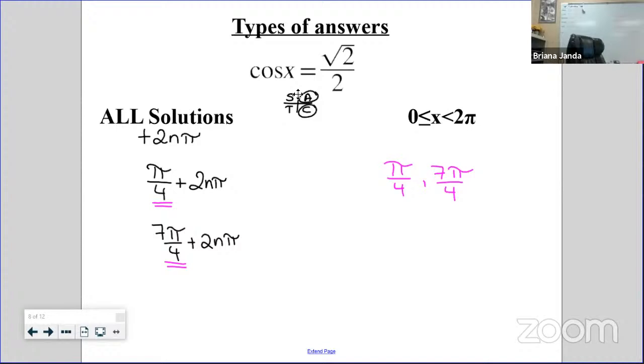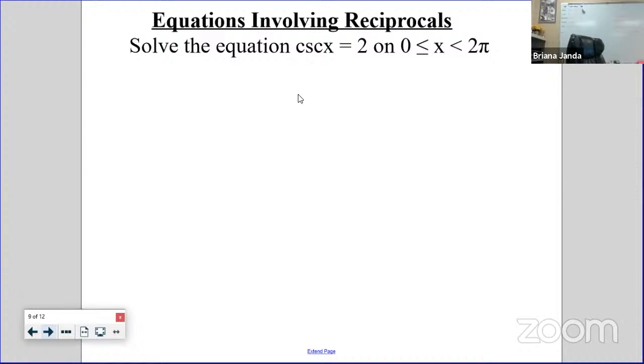Anyone still need this page? Okay, so let's try some that are on the interval from 0 to 2 pi. Ooh, and a reciprocal one. How do we deal with a reciprocal one?